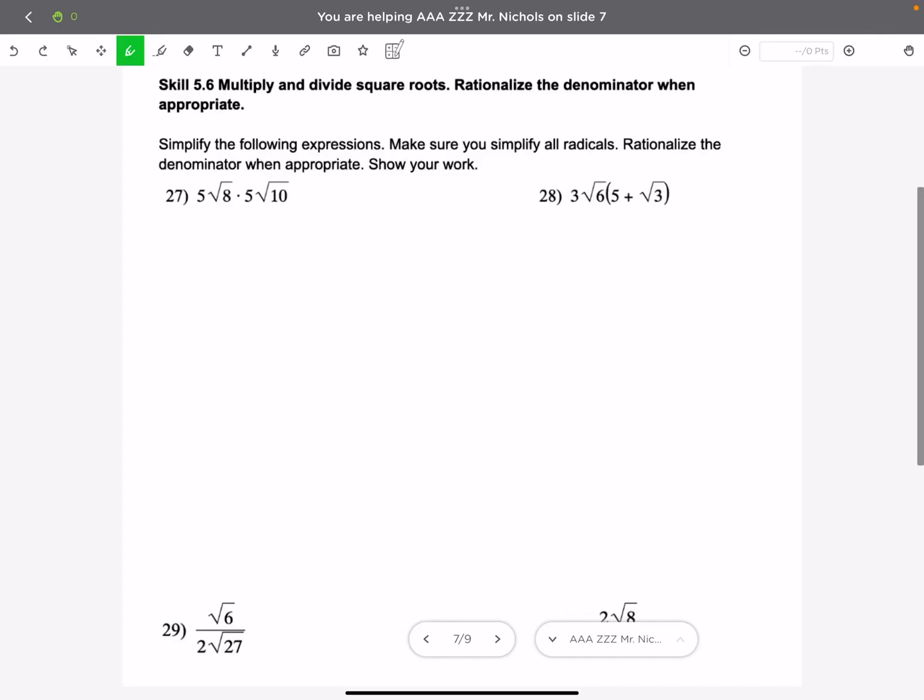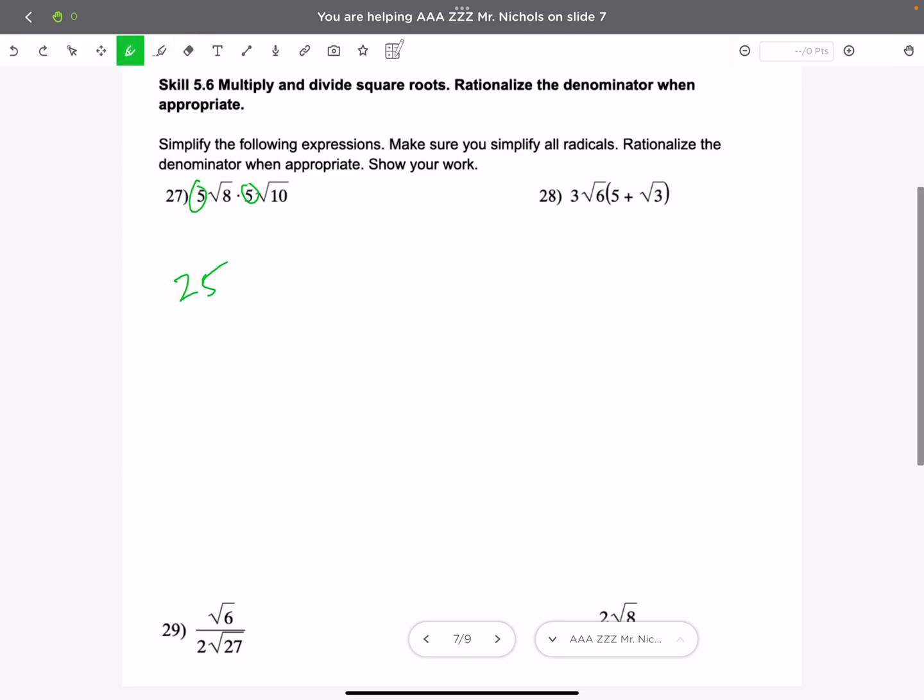Okay, so when multiplying square roots, we're going to multiply the numbers outside the square root. So 5 times 5 becomes 25. And we're going to multiply the numbers inside. And so that becomes 25 square root of 80. But I can simplify 80. Now, there's actually an easier way than just trying to simplify 80.